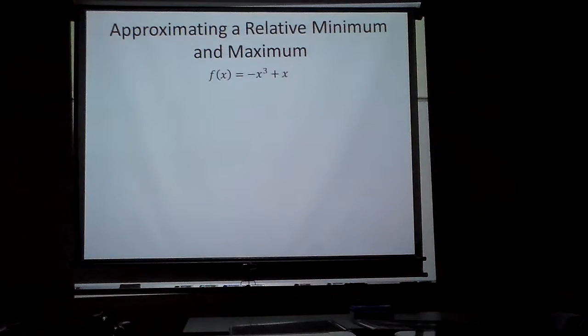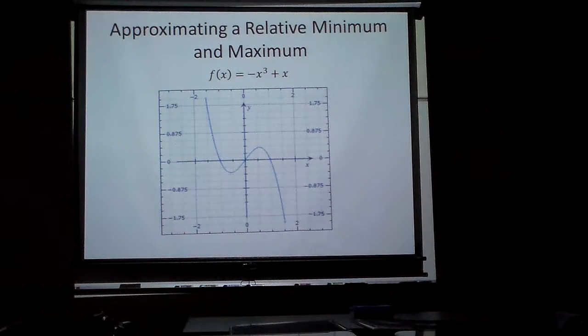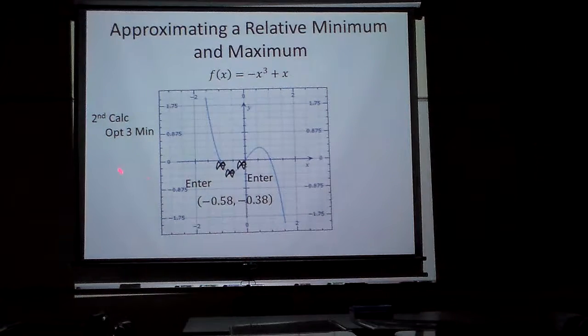Let's try one more. Let's try this one here. Negative x cubed plus x. Here's what we have. This one will have a relative minimum and a relative maximum. So the first thing that I want to do is hit second calculate, option 3. That will be the minimum. Then I'm going to make sure the little mark on my screen is left of the minimum. I'll hit enter. I'm going to then arrow over till I'm right of it. Hit enter, and I hit enter again. And then the point will pop up like right there, x is negative 0.58 and y is negative 0.38.